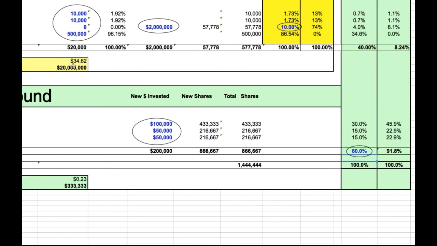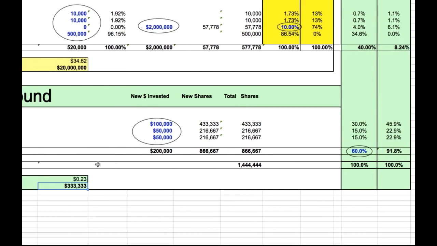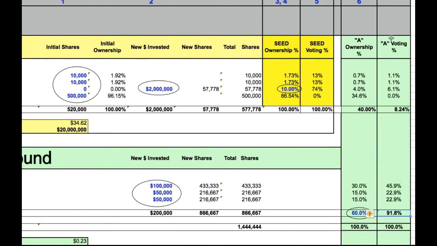Oh, man. Uncle Bob's original shares went from $34 to just 23 cents. The company's value went from $20 million to just $333,000. So you can see the company is not doing well, and the investors are likewise pushing the value down so that they can own more and more of the company, 60% now. In fact, all in, they own 91%, as we can see in the voting shares column.